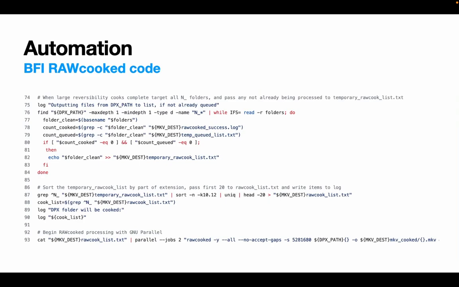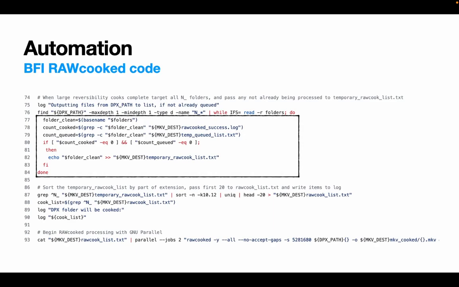Although there are only 100 lines of code, 18 of them control the RAWcooked encoding command. The encoding process begins at line 76, where a find command looks in the watch folder, named DPX path, for directories with the name starting N underscore. This finds the DPX sequence at the top level of the folder, not the contents of the directories within folders, specified by the min and max depth flags, and returns the whole path to that folder. Each path is then passed into a while loop, one at a time, which completes the commands indented below.